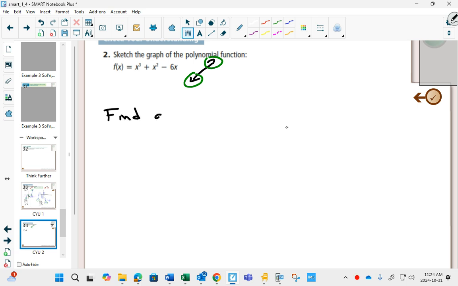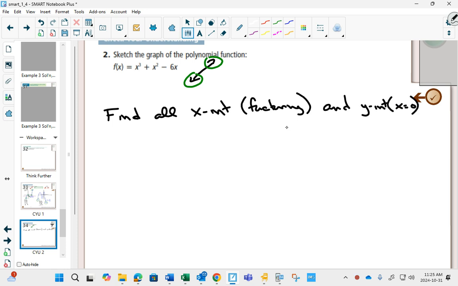So here's the new strategy. Find all x-intercepts, aka we're going to have to use factoring, surprise, surprise, and y-intercepts, super easy. Y-intercept is make x equals 0. So the y-intercept is always the very first thing I like to find. Plug in 0 for x, and what do you get? You get 0 for y.